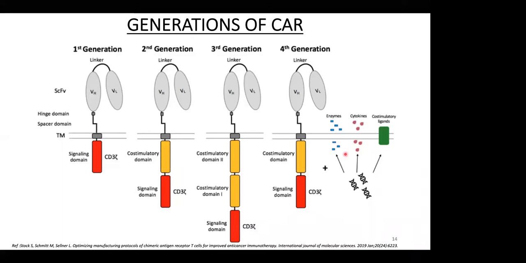Now, this fourth generation CAR is also known as TRUC, that is T cells redirected for universal cytokine killing. And these are also known as armored CARs. So basically you have trucks and cars running around for cancer immunotherapy.